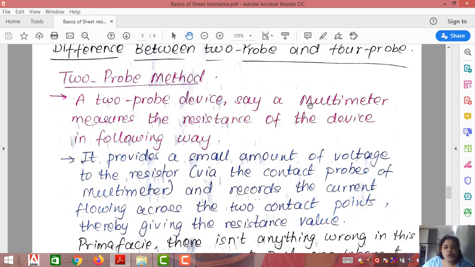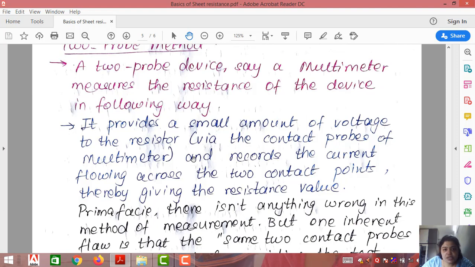So a two-probe device, say a multimeter, a common example, measures the resistance of a device in the following way. You all have measured a resistance value using a multimeter. You might have done it. So you take a resistor and you connect both the cables of the multimeter. You set it according to the proper range of resistance, and you can see that in the display you get the value of resistance. That is the general method.